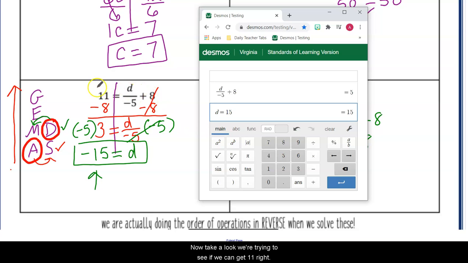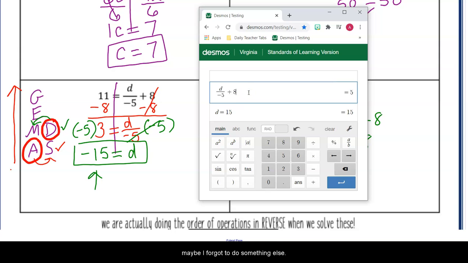Now take a look. We're trying to see if we can get 11, right? I got 5. I wonder if that means I solved my equation wrong, or maybe I forgot to do something else. See if you notice that. What I forgot to do was put in that negative sign. So I'm going to put in negative and see if I get that 11.